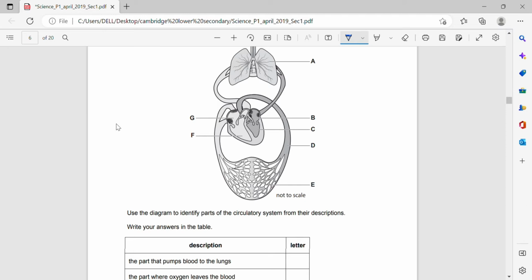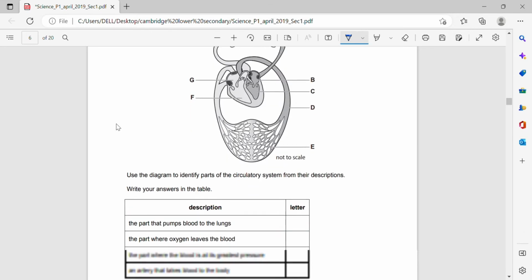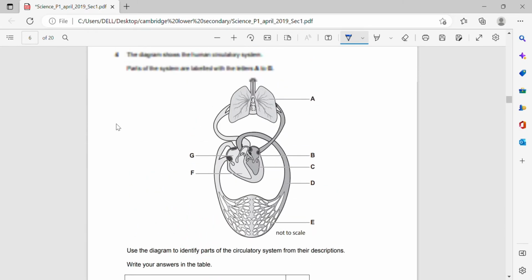نشوف معانا ايه أول description. طيب أول description بيقول ايه؟ The part that pumps blood to the lungs. يبقى عندي blood رايح فين؟ رايح lungs. يبقى ده كان ايه؟ ده كان deoxygenated blood ورايح lungs to be oxygenated. يبقى هنا which part؟ F. Great.